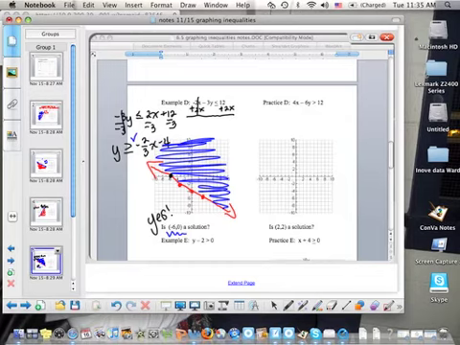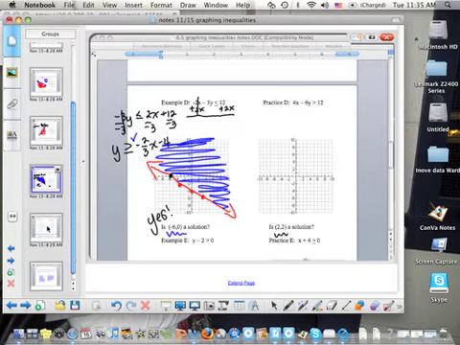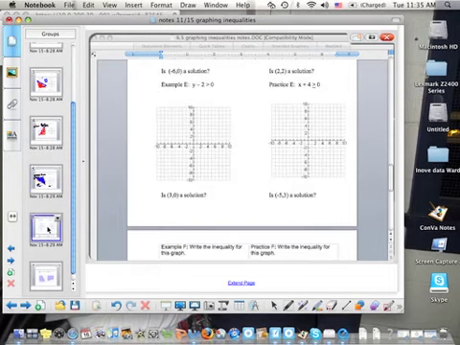As you're working practice D, if you want extra practice later, I will let you know that 2 is not going to be a solution because it will not fall within the shaded area or on the line. All right, example E and practice E. We'll do both of these because these are kind of the exception to the rule problems.